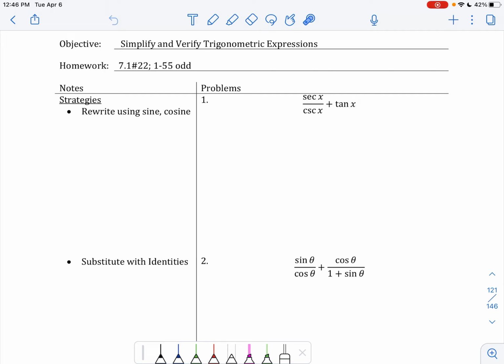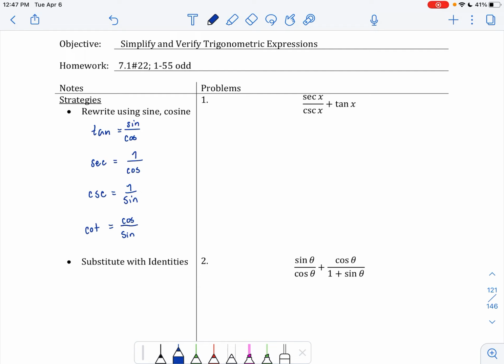So the first strategy that you are going to want to use is just to rewrite using sine and cosine. So, for example, here we have secant, cosecant, and tangent, and we can rewrite them. Remember, tangent is sine over cosine, secant is 1 over cosine, cosecant is 1 over sine, and cotangent is cosine over sine. So, a lot of these, that's going to be the first place you want to start.